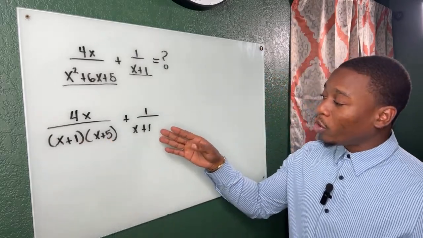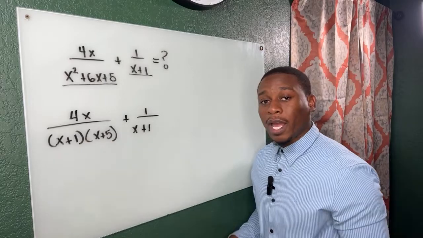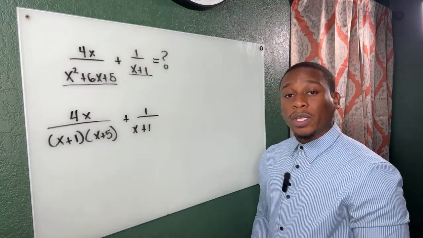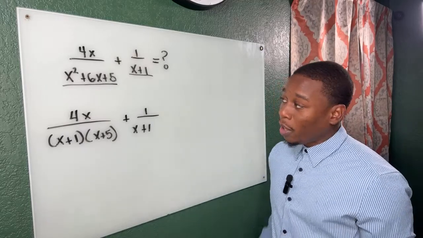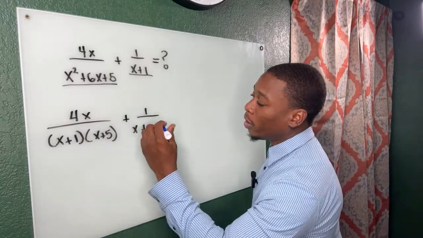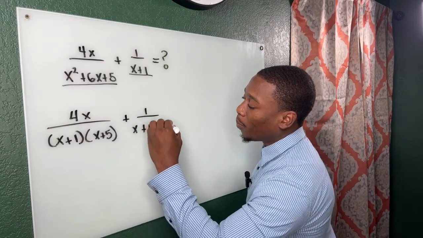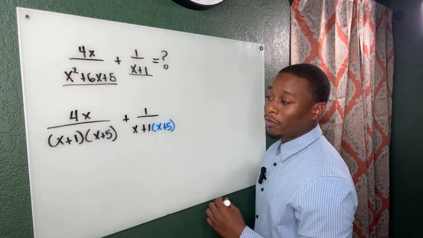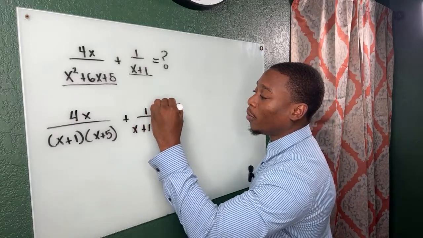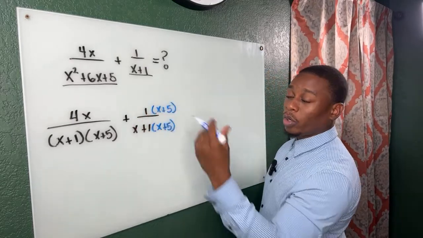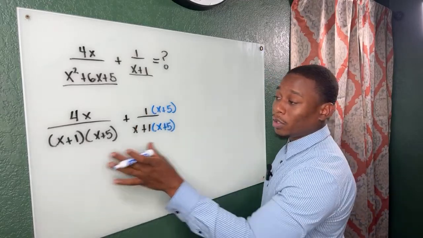Now we notice this second fraction does not have x plus 5, so what we need to do is make sure that we have the same denominator. And for us to get the same denominator, I need to multiply the top and bottom by x plus 5. All right, so we have x plus 5 in the bottom. We bring it up to the top. And now we're going to have the same denominators.